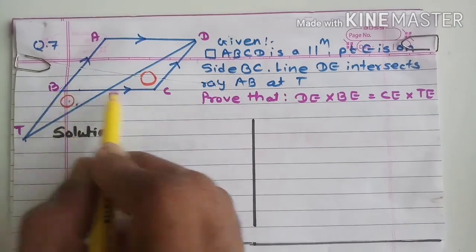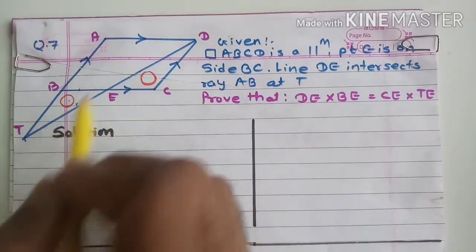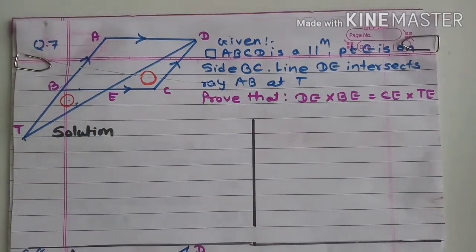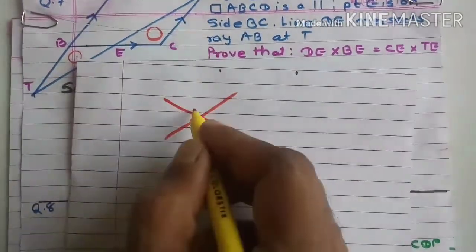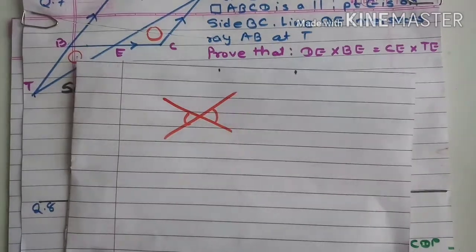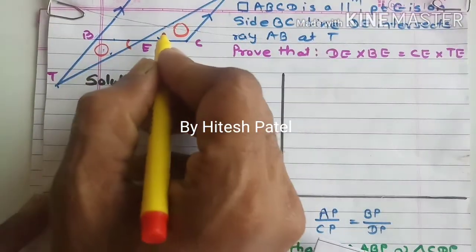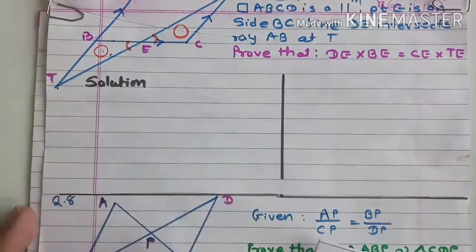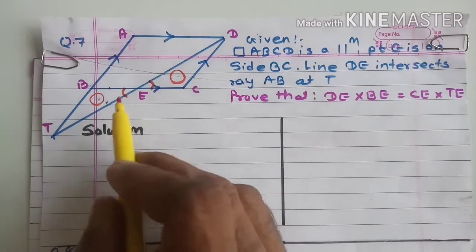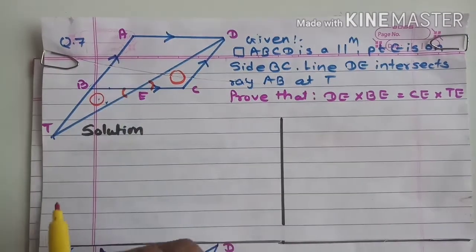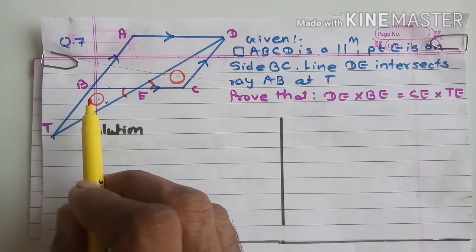Now see, BC intersects DT at E. When two lines intersect each other, vertically opposite angles are always congruent. So here angle BET and angle CED, these two are congruent by vertically opposite angles. So one pair of angles is congruent. Then let's find out another pair.